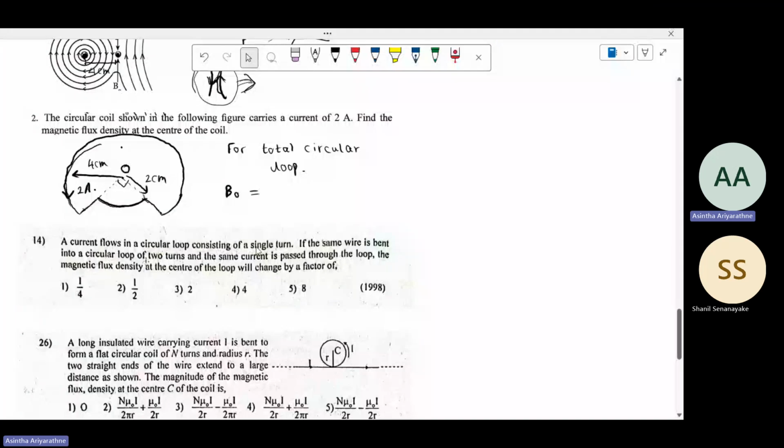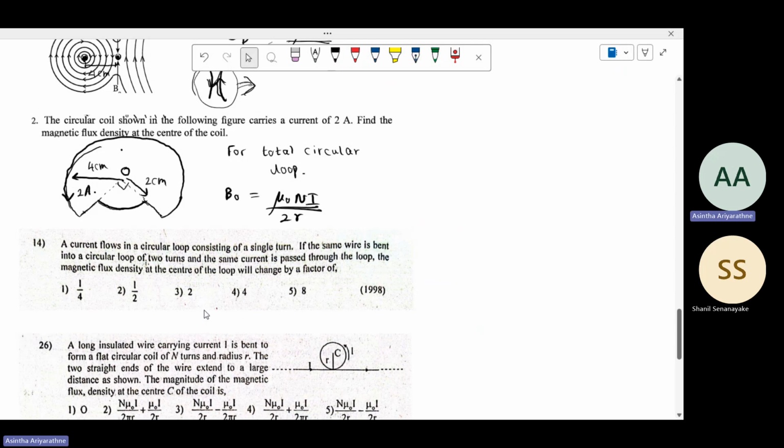At here, right? Mu naught Ni over 2R. But this is for a total circular loop, but here it is not a total circular loop. Here it consists of two circular loops. One small one is a quarter circular loop. The bigger one is a three-quarter circular loop. You have to consider that. And 2 ampere current flows. That's all.